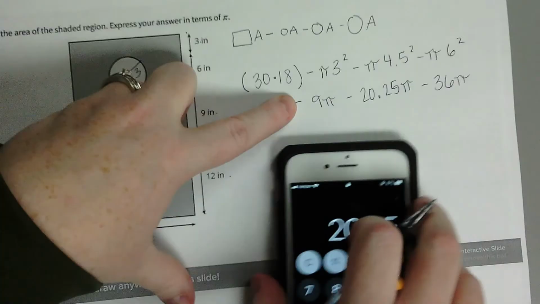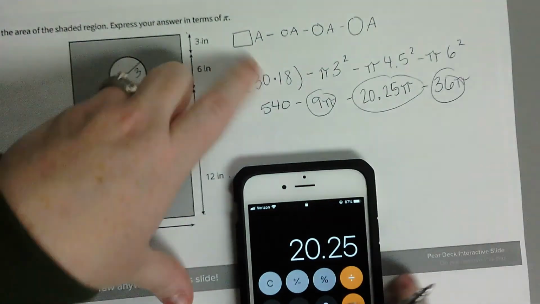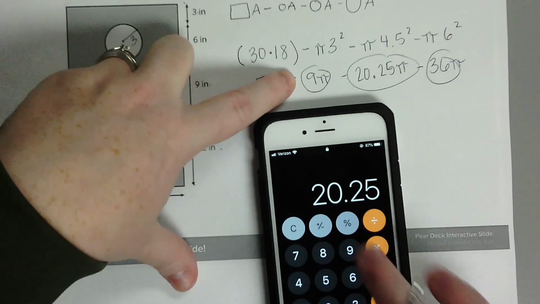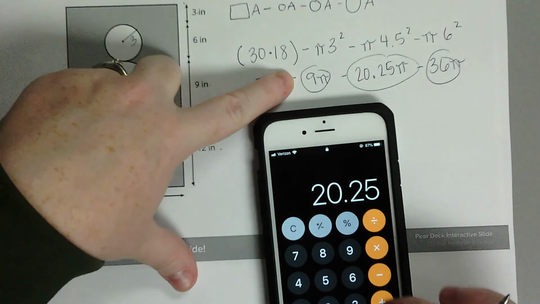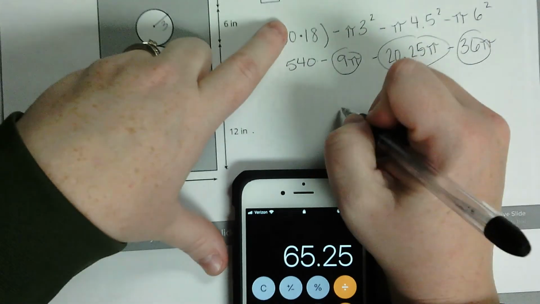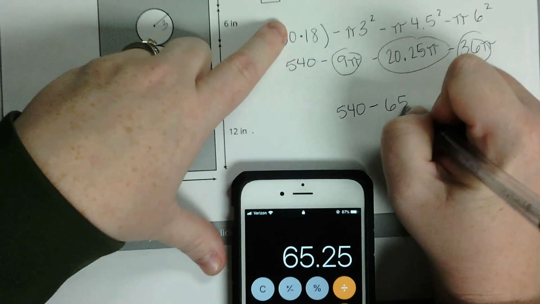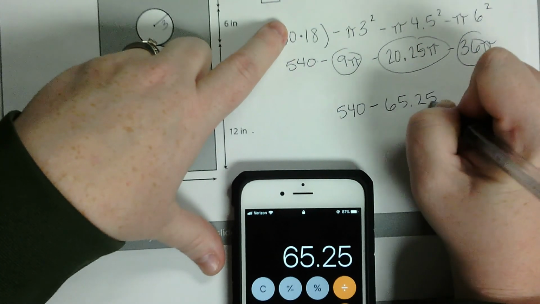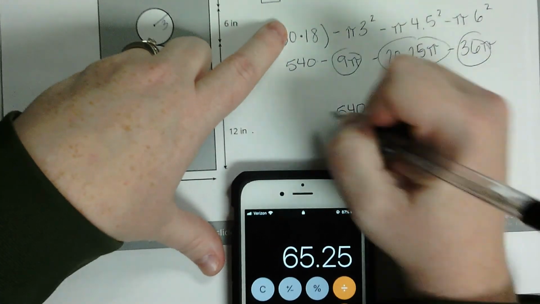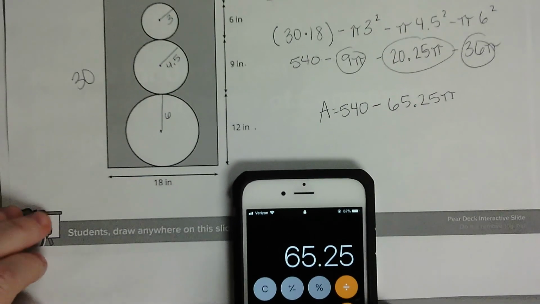So we need to combine all of our pi's. So I already have this one in my calculator, so I'm just going to add my 9 and add my 36. So I have 540 minus 65.25 pi. Is how you would express it in terms of pi.